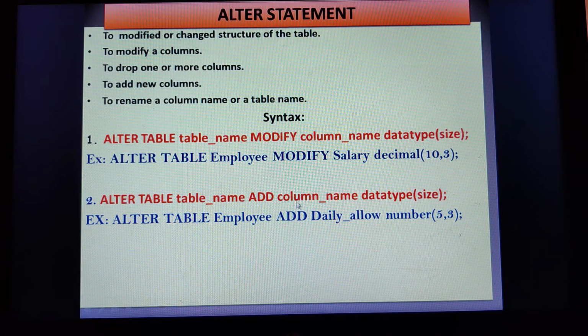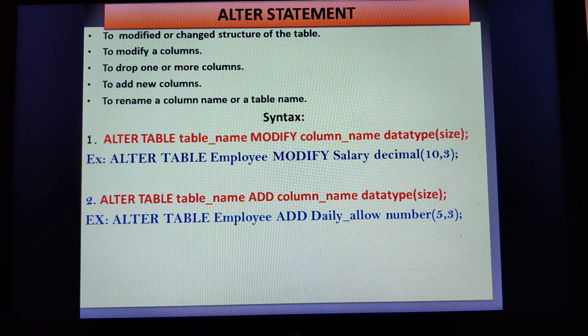Then ADD is a keyword. The new column I want to create is the daily allowance, and mention its data type and the size. This is how you can use the ALTER command to add new columns to an existing table. Maybe at the time of the CREATE TABLE command, you created it with only 2 or 3 columns or 5 columns, irrespective of the number of columns. If you want to add any columns later, you can go for the ALTER command.